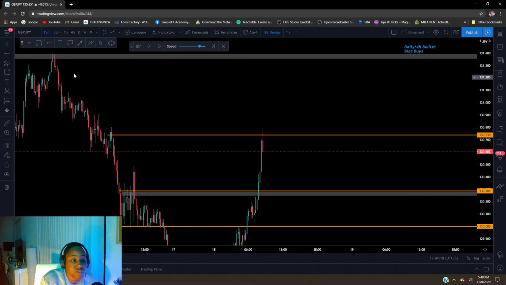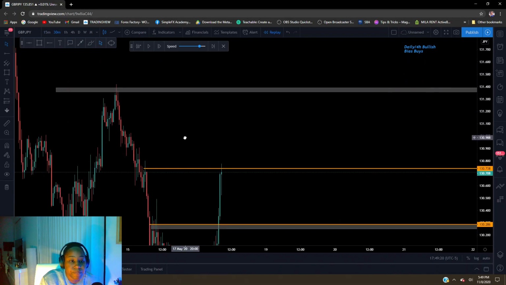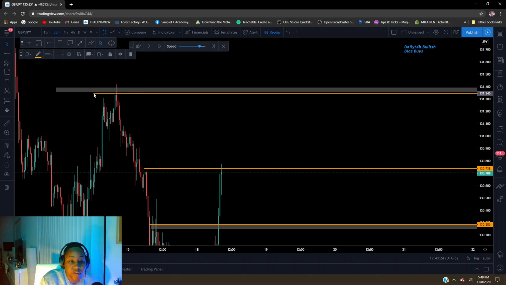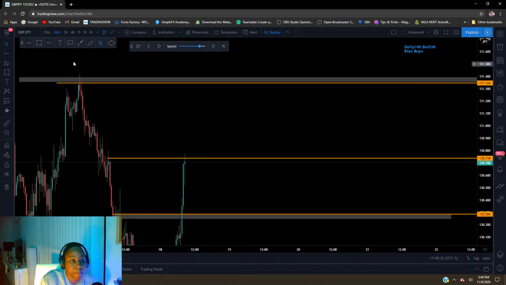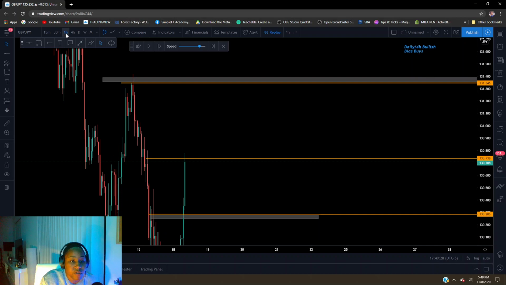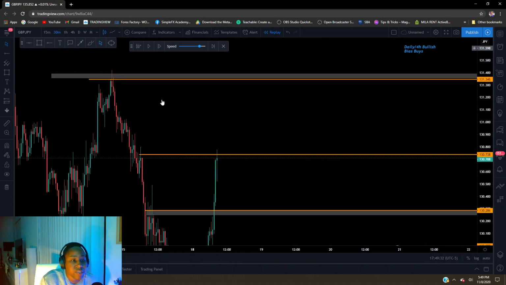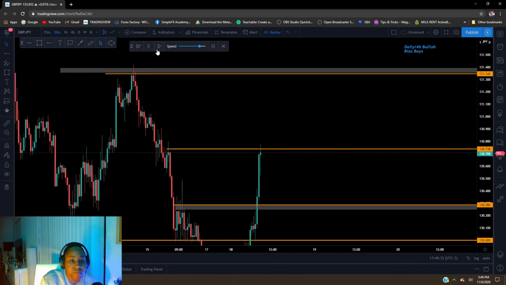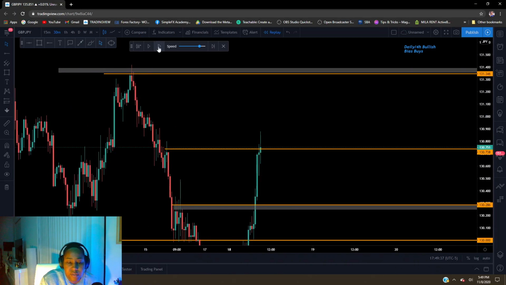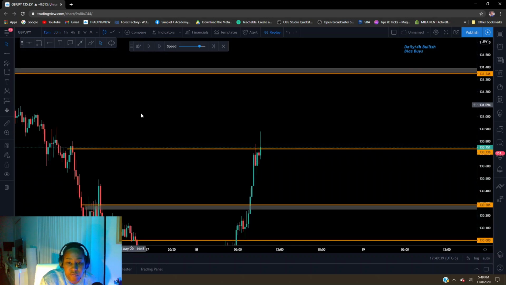If it does continue up, where would our next TP be? Probably this area up here. So we're gonna mark this off right around this area. Let's look at the 1 hour real quick. A little bit choppy, but not too bad. It's starting to retrace a little bit on the 30. Let's look at the 15-minute though first.